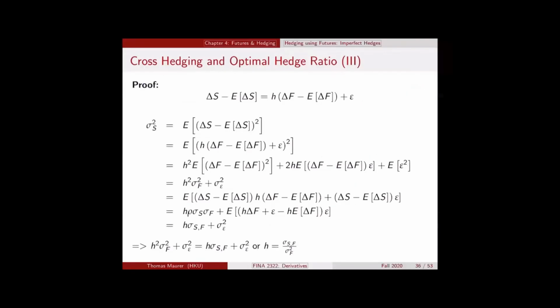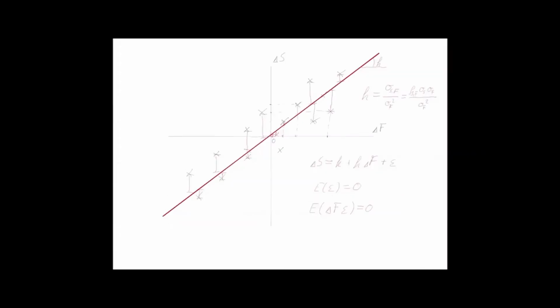I have a derivation of this formula on slide 36, but I don't want to go into the details and you don't really need to know that. If you're interested in where it comes from, then you can go through these calculation steps on this slide, and eventually you get H is equal to this covariation between delta S and delta F divided by the variance of delta F.